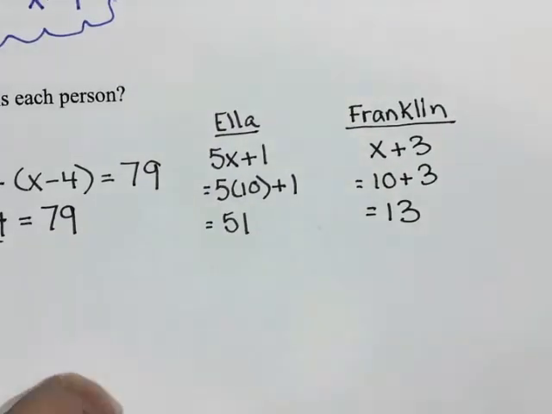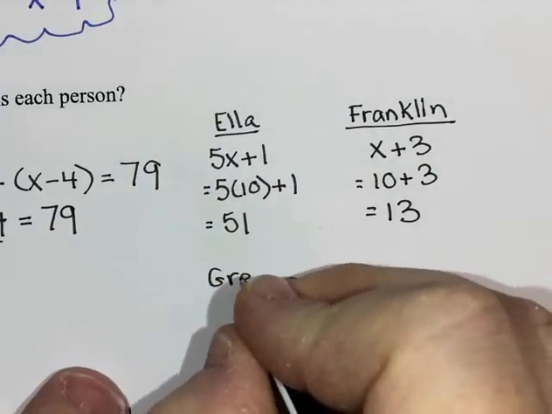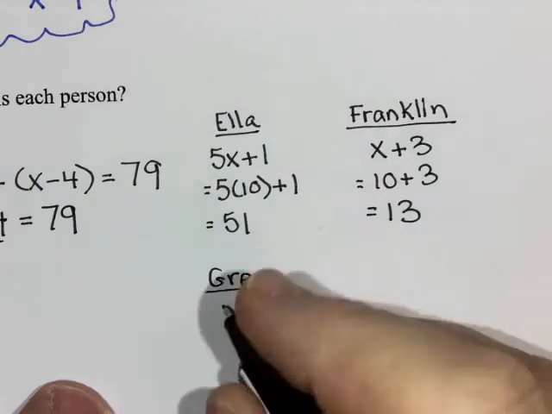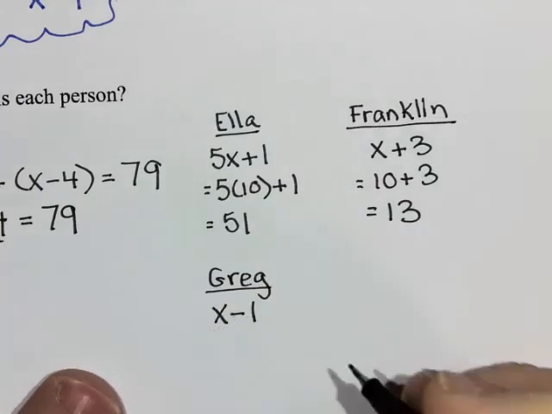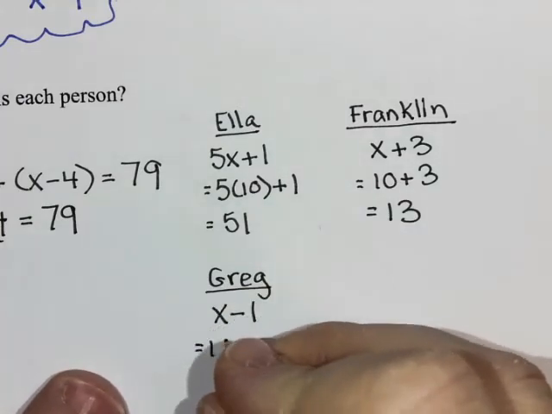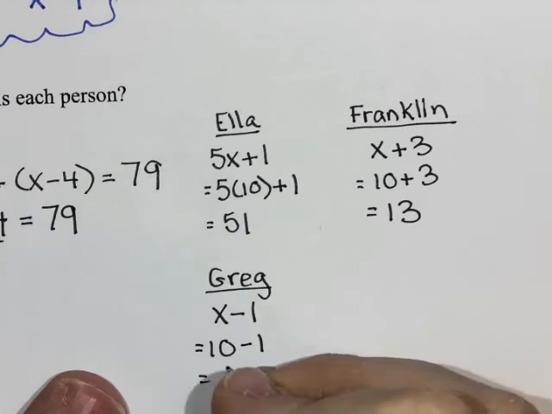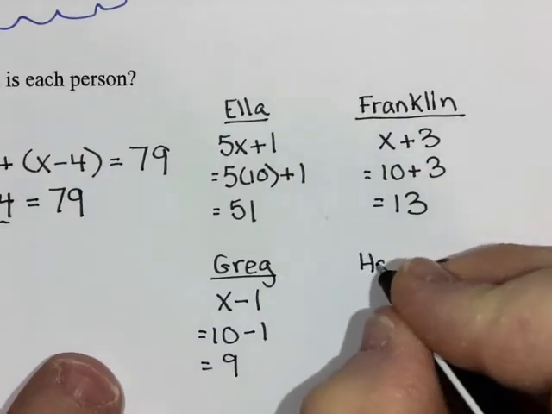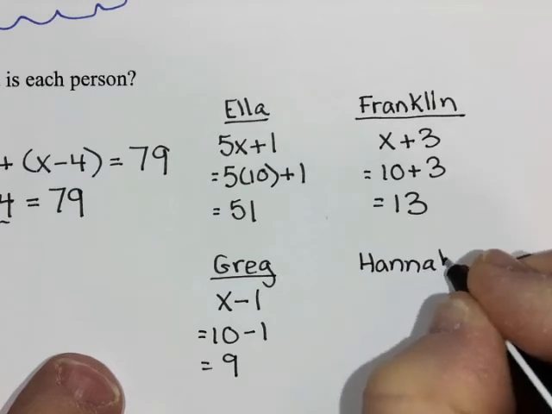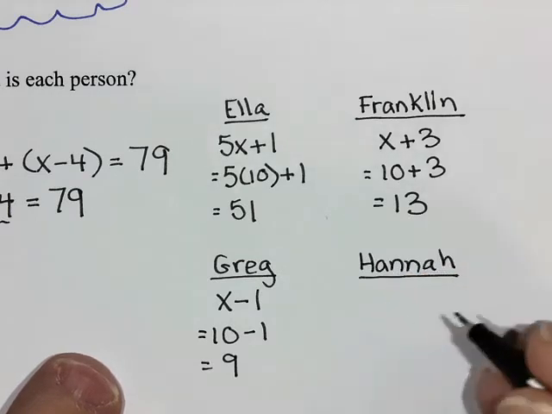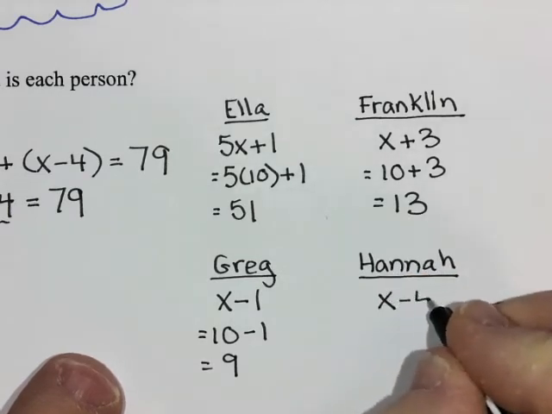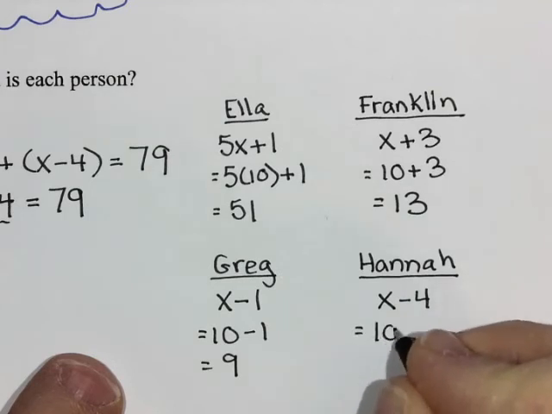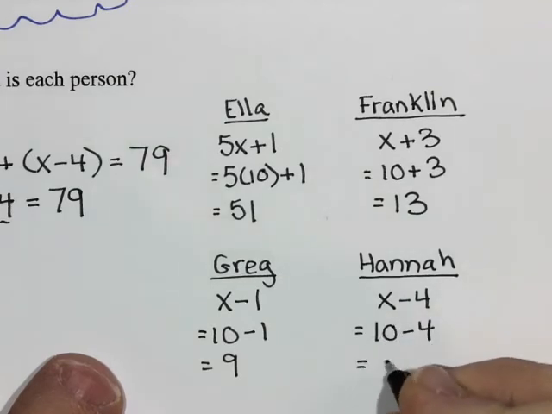Then I have Greg. So Greg is x minus 1. So 10, that's the answer I got for x, minus 1 equals 9. And then up last, I have Hannah. So Hannah is x minus 4. So she is 10 take away 4, which is 6.